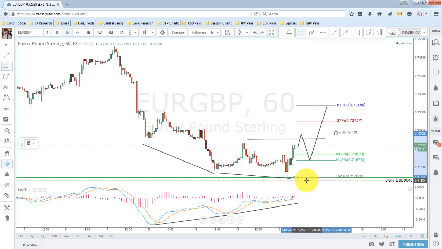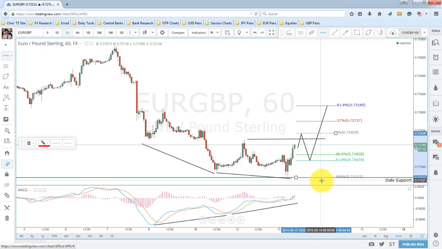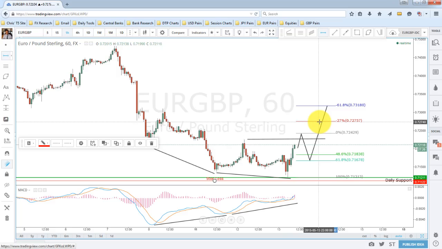Stop loss below the low. All right, so let me just mark off where our stop loss will go here so we get used to seeing this. Okay, so our stop loss will be below the low, and these will be our targets: 127, 162. Okay, let's go ahead and have a look at another pair here. Let's see if I can find something else.